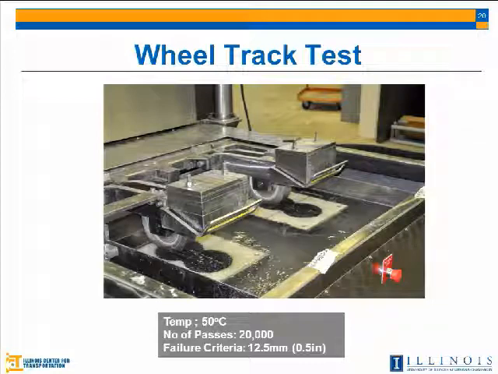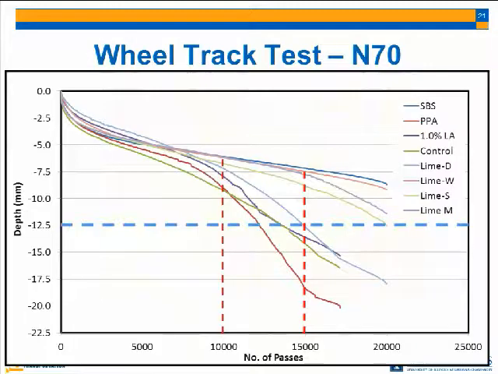The next test was the wheel tracking test. We ran this test on asphalt mixes submerged in 50 degree water, and we ran it with 20,000 cycles. The failing criteria is 12.5 millimeters at 10,000 cycles for PG64-22 or softer, and at 15,000 cycles for PG70-22. So here are the results for all the N70 mixes.